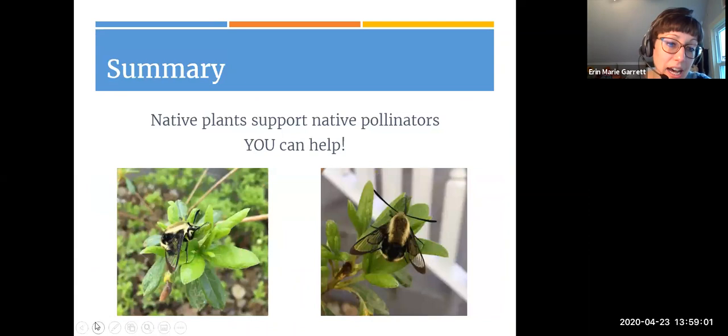All right, so in summary, native plants support native pollinators and you can help. And I had to put these pictures in here because I just found this hummingbird clearwing moth in my garden over the weekend, and I was so excited because, as I mentioned earlier, he's one of my favorite pollinators, and he was very patient with me as I sat and took about 50 pictures of him as he sat on these leaves here.